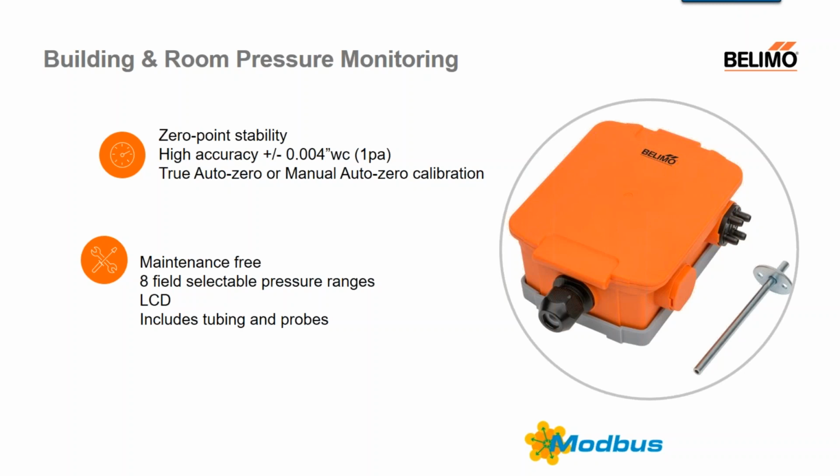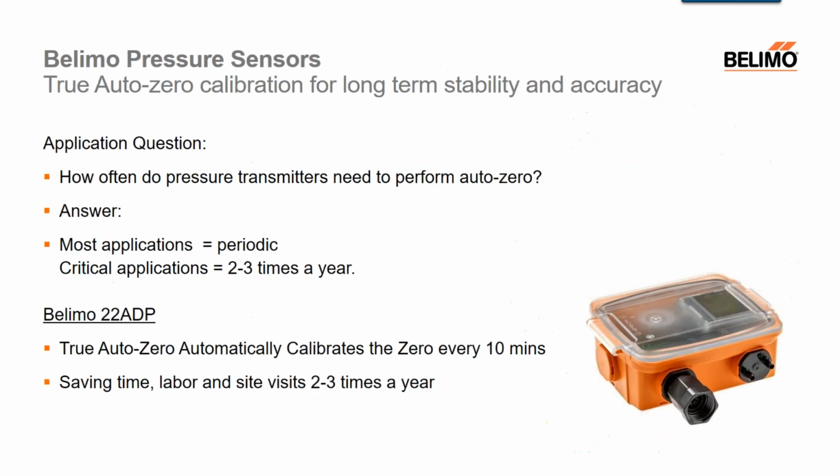One major unique feature the 22 ADP has versus any competition is what we call true auto zero calibration, which ensures precise monitoring of critical air pressure. So what is this true auto zero calibration that we speak about? And how does this differ from other manufacturers' manual auto zero push button feature?